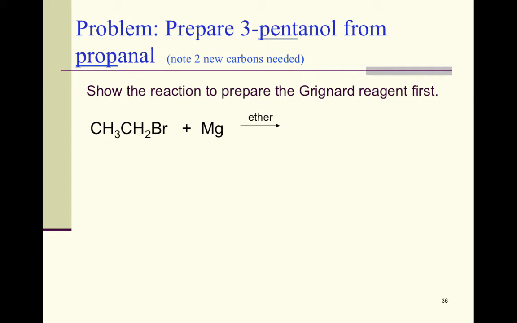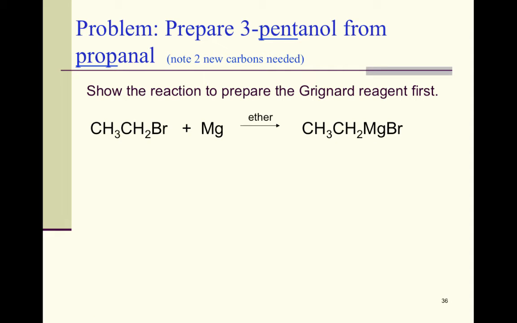To prepare 3-pentanol from propanal, we need 2 new carbons. Those 2 carbons come from the Grignard, so now I know what size Grignard reagent to make. Showing the reaction of the Grignard, I have my halogen connected to 2 carbons, magnesium and ether, so typically we do write ether over the arrow. And again, what happens in our Grignard reagent is the magnesium gets right between the halogen and the carbon here. So now I have my Grignard reagent so I can proceed with the reaction.